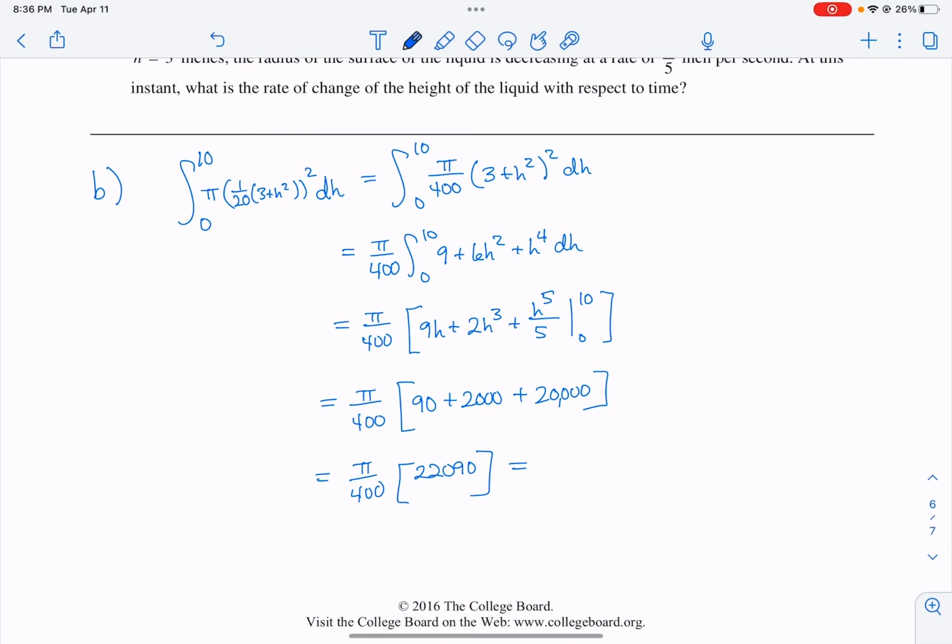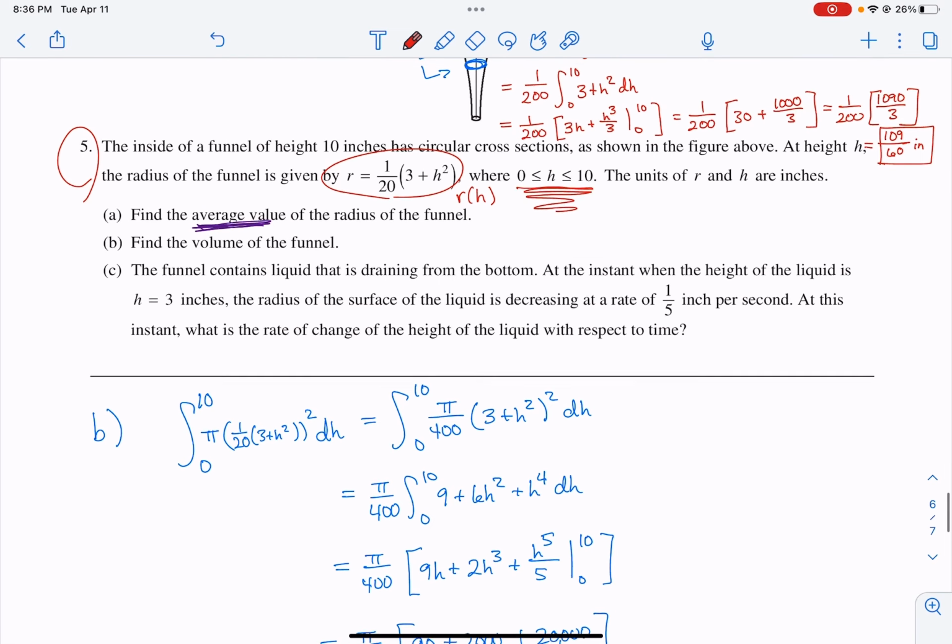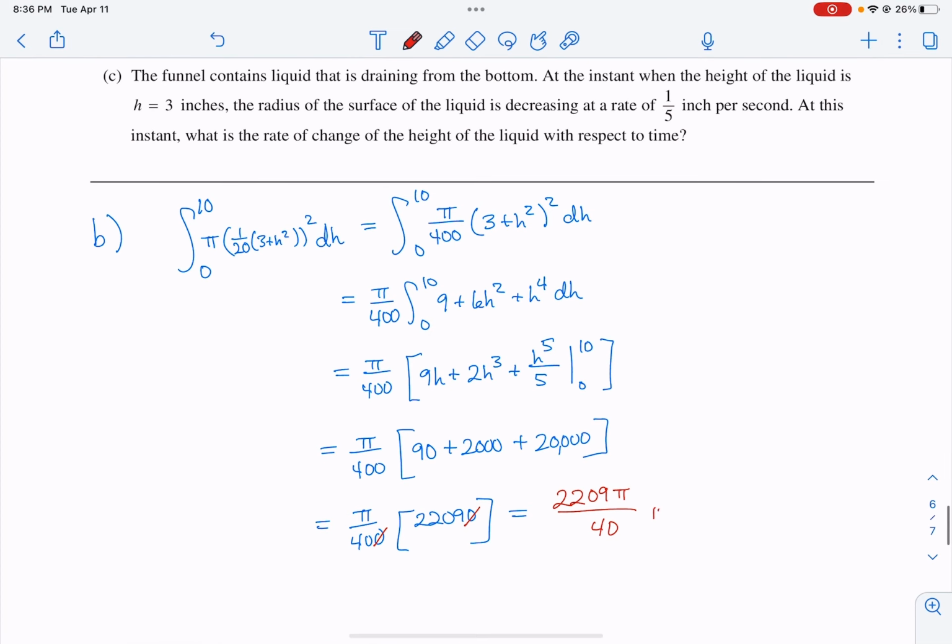And I'm pretty sure this simplifies. The only thing you can do is get rid of a 0 on each of these numbers, and that's about it. So the final answer is 2209 pi over 40. And this is volume, so we're going to talk about inches cubed here for the units.